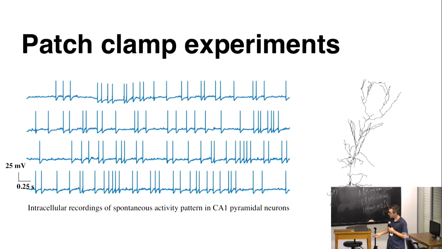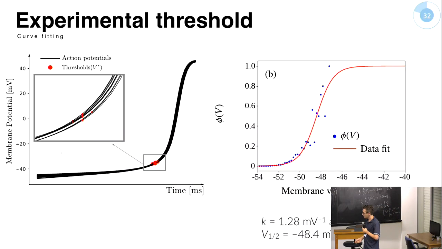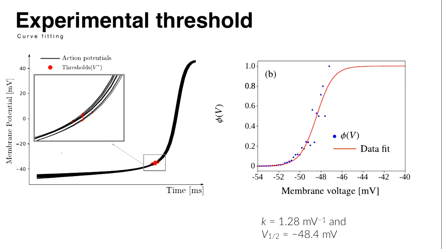So those are recordings of spontaneous activity of pyramidal neurons. We took a lot of data and started to employ this method, locating those maximum curvatures and fitting a phi of V. For this neuron, we got some good fitting. So K equals 1.28 and V half equals minus 48.4. So this would be the fitted data.